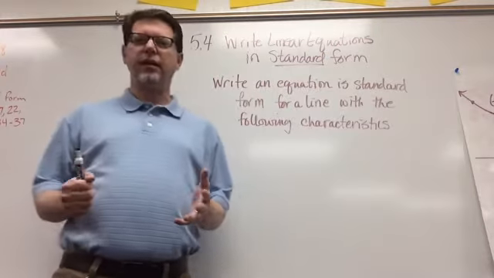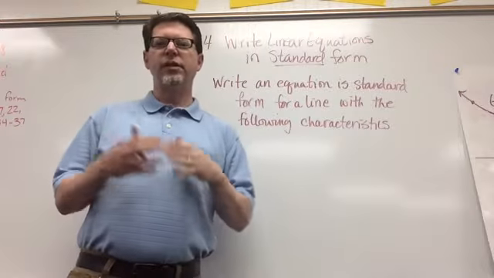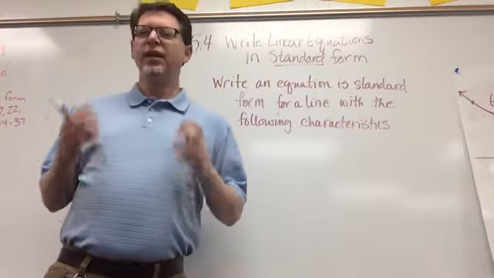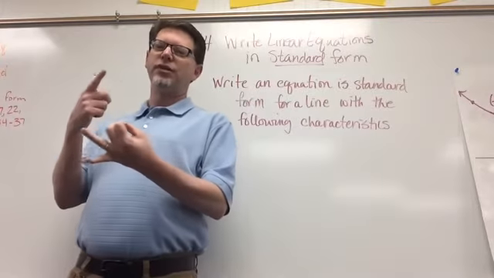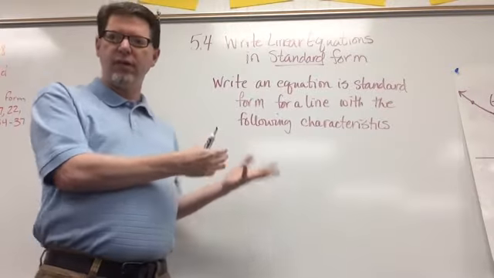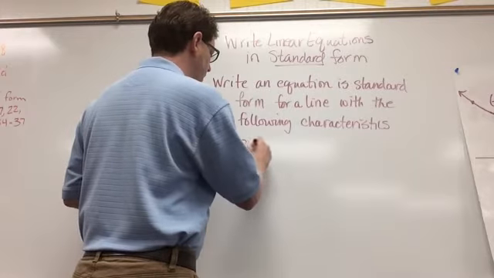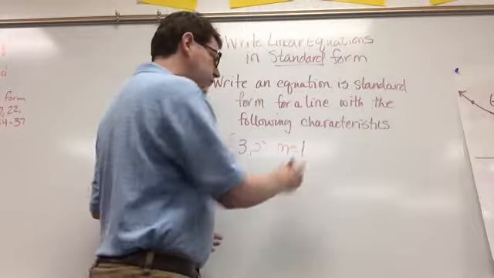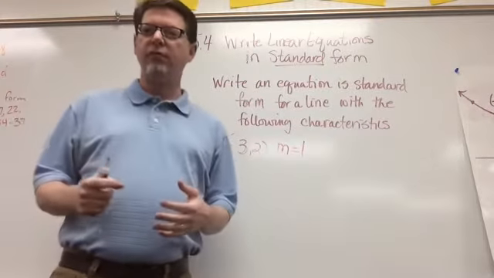The next thing we want to look at is writing an equation in standard form for a line with the following characteristics. So sometimes it's just going to tell you a few things about the line, and you've got to come up with an equation in standard form. Here is where we're probably going to have to start with an equation in slope-intercept form or point-slope form, and then put it into standard form. So for example, let's say that I have a line that passes through (-3, 2) and has a slope that equals 1.